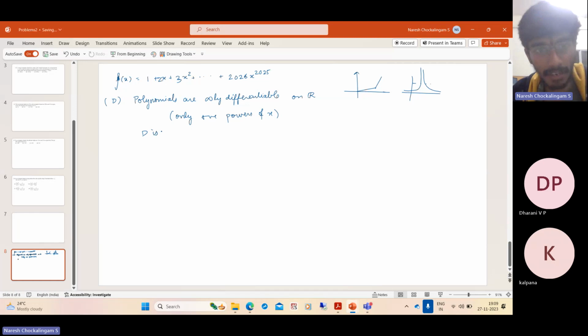D is wrong because polynomials are infinitely differentiable. If you differentiate this expression 2026 number of times, you will get a 0, and you can also keep differentiating it further. So up to 2026 derivatives exist, and beyond that it is 0 identically. Therefore, it is differentiable, therefore it is continuous. So option D is wrong.